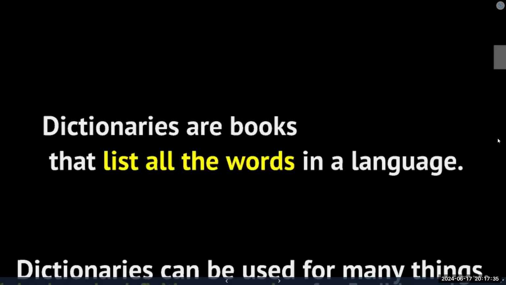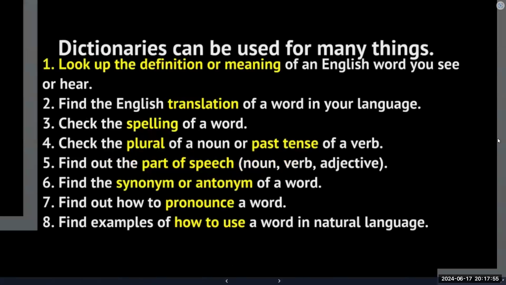Okay. It's really dark. So dictionaries are books that list all the words in the language. So an English dictionary will have the words' meanings in English. A Spanish dictionary will have the words' meaning in Spanish. And a bilingual dictionary will have both.